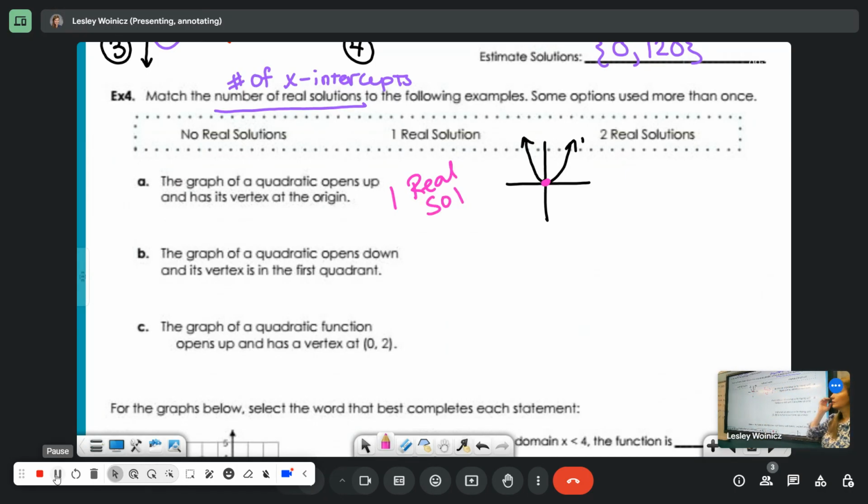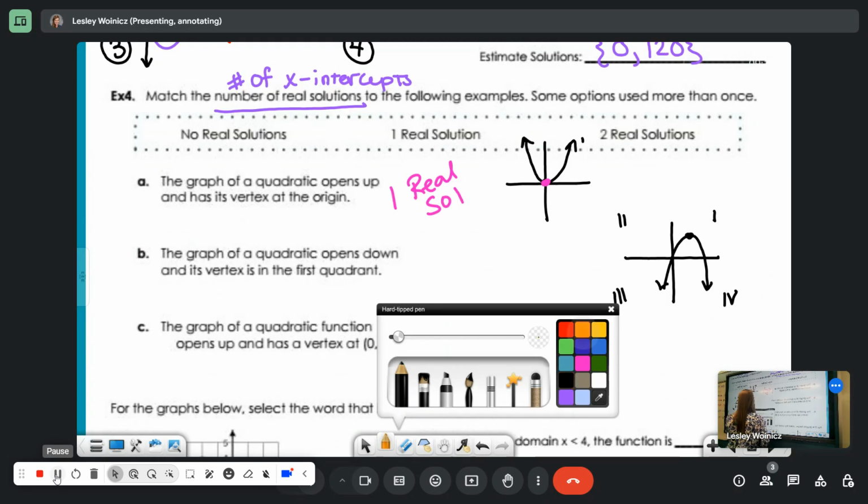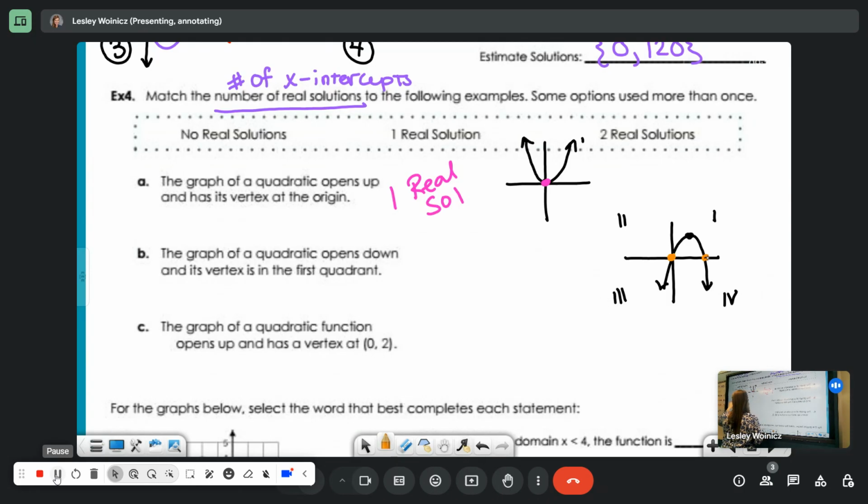Easy, right? All right, the next one says that it opens down and it has a vertex in the first quadrant. Okay, I'm going to draw my picture. Here's quadrant 1, 2, 3, and 4. Where is my vertex? Quadrant 1. Which way does my parabola open? Down like a frown. How many times does that graph hit the x-axis? Good. 1, 2. So how many real solutions will this have? Good.